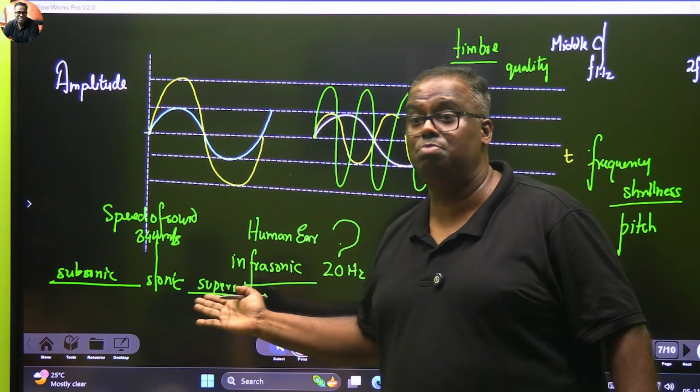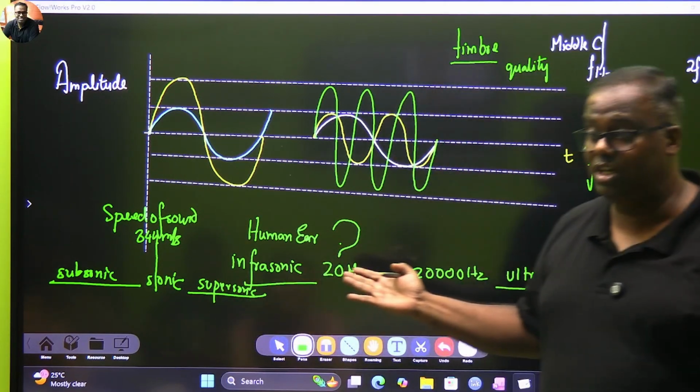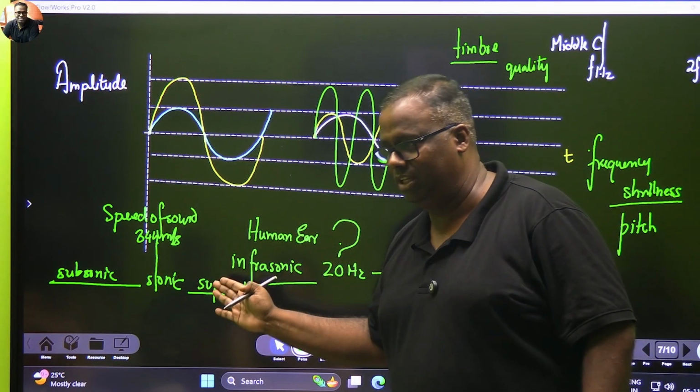So BrahMos is Mach 3. It goes more than three times the speed of sound. Before you can even get up, it will blast you and go away. So that's called Mach. Mach 1, Mach 2, Mach 3.